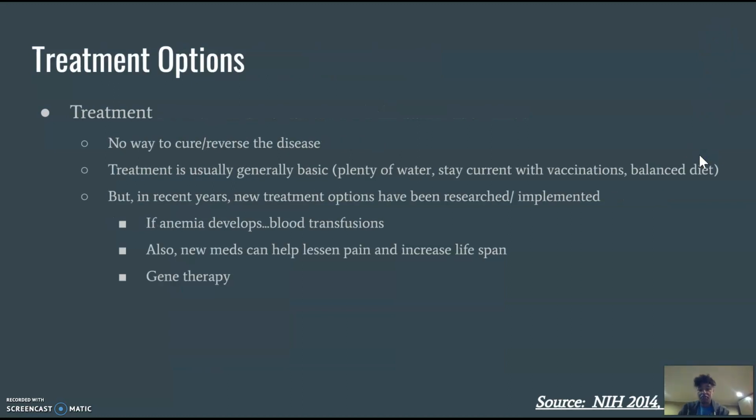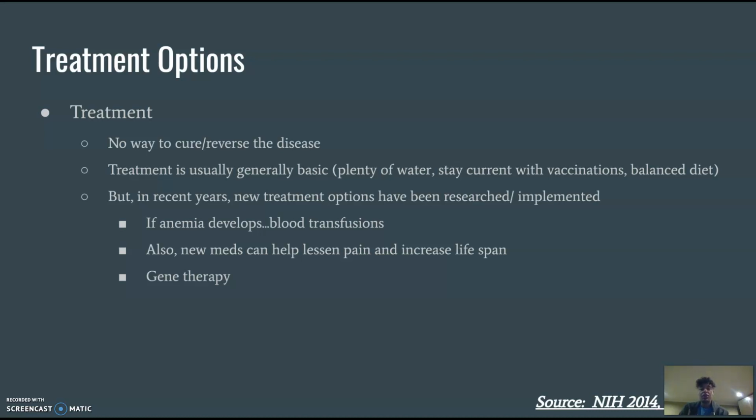So I wanted to go into a little bit about treatment options. There's no way to cure or reverse the disease as of yet, and treatment is generally very basic. So plenty of water, staying current with vaccinations, eating a balanced diet. Basically just trying to maintain your health in general.